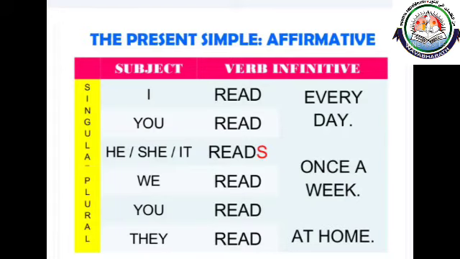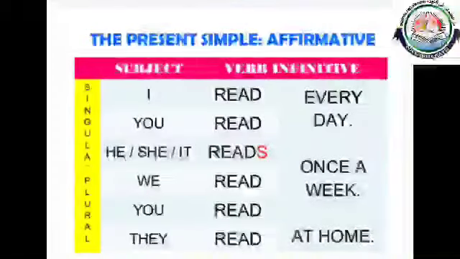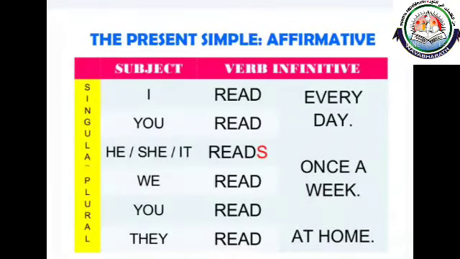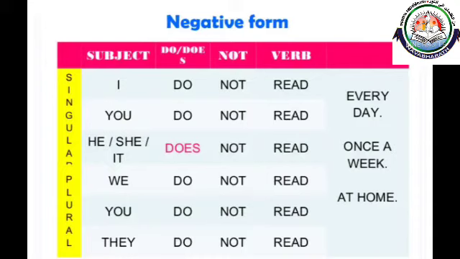You read every day. But when it comes to he, she and it, please see there is an S also added there, which means he, she and it are singular subjects and there will be an S or ES added with the verb form. Rest all the subjects, I, you, we, they, all of them will have only read. Please see the difference.